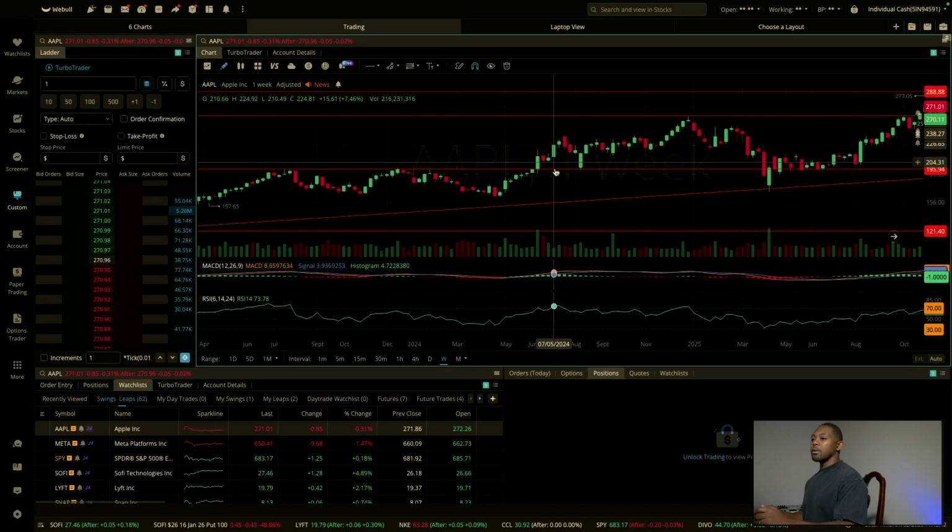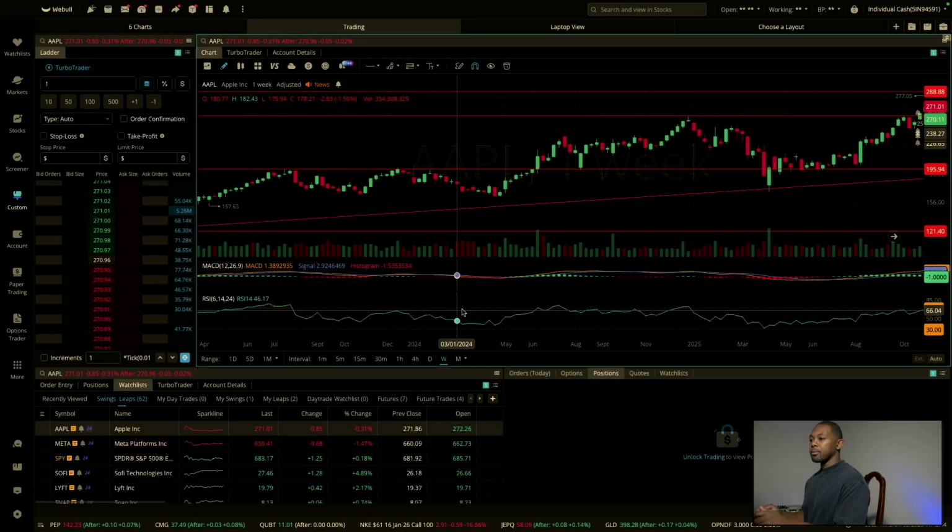Okay, we talked about understanding the levels, making sure that you have your support and resistance set up. I just showed you how to do that. Next is the RSI indicator. It's this indicator right here.